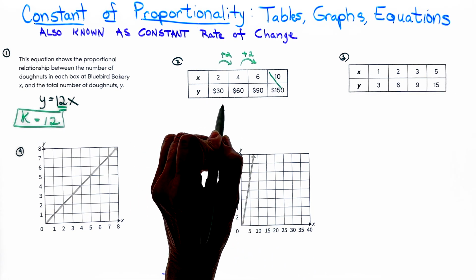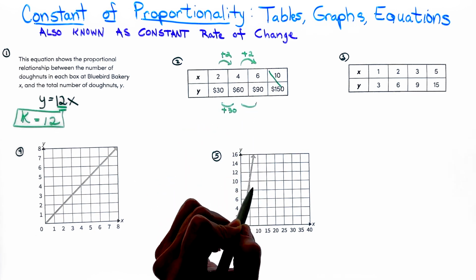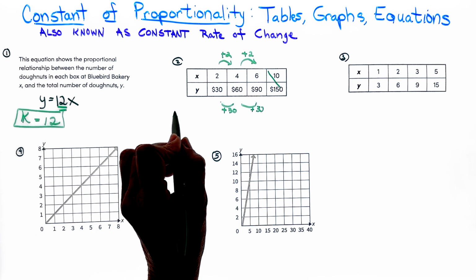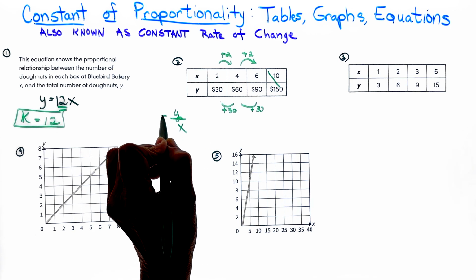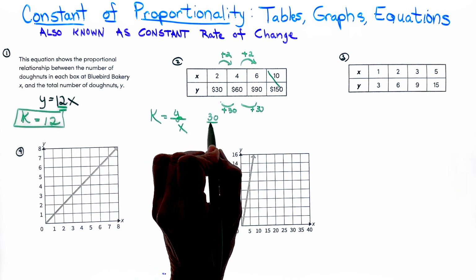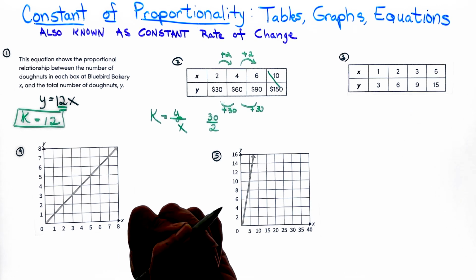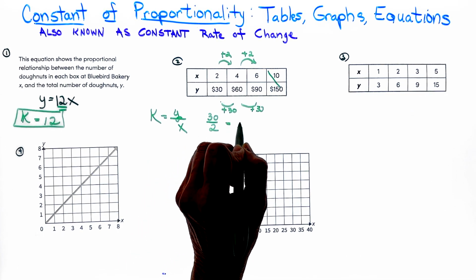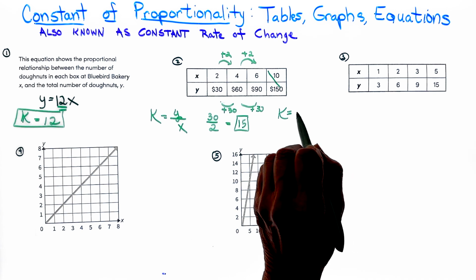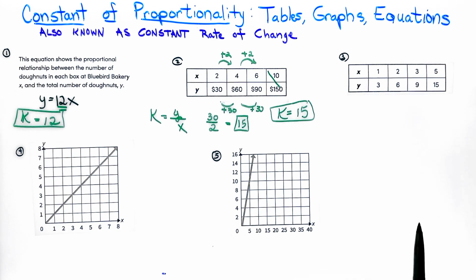Let's look at the Y's. I see from 30 to 60, that increased 30. And from 60 to 90, it increased 30. So we always do our Y over our X is going to be equal to our constant. So looking at my Y, I have 30 over 2. And we always want our constant of proportionality to be in simplest terms. So 30 divided by 2 is a 15. So I can say for this table, the constant of proportionality is 15. And there's my answer.